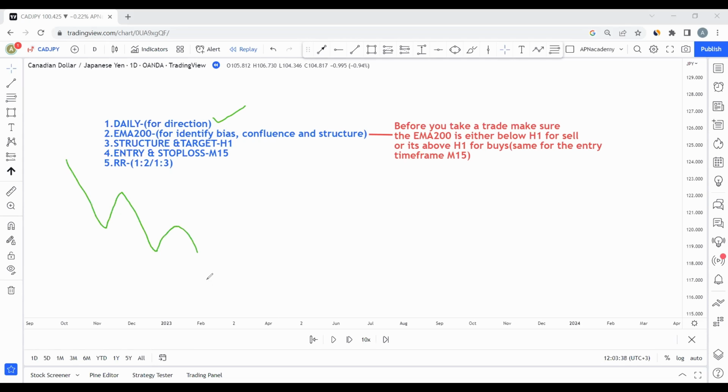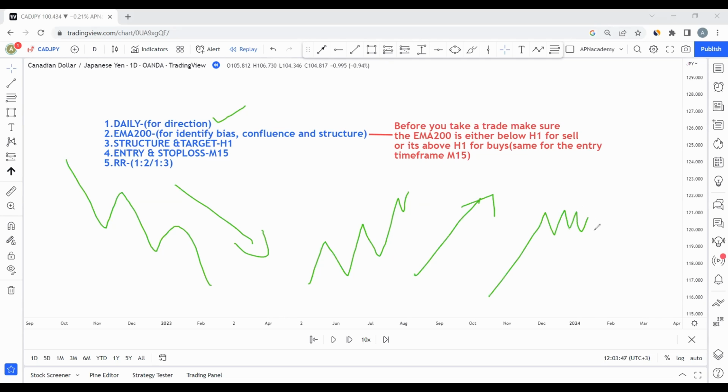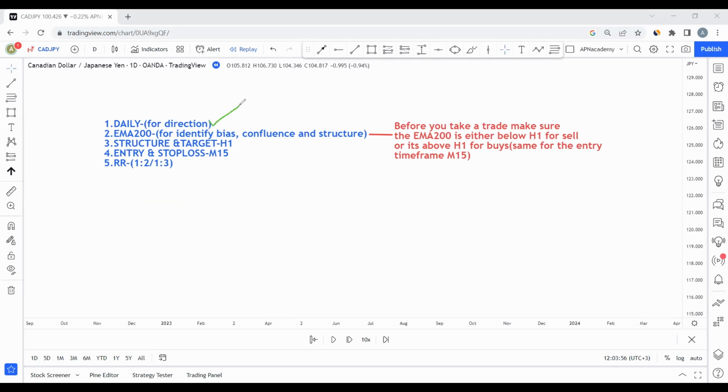For example, if the market is making lower lows, you know that it's pushing down. If the market is making higher highs, you know that it's pushing up. Are we together? Or if the market has finished one phase and it's in consolidation, you know that it has finished the third phase, so you're still in an uptrend. Are we together? So this is how you get direction. We're going to be using daily for our direction.